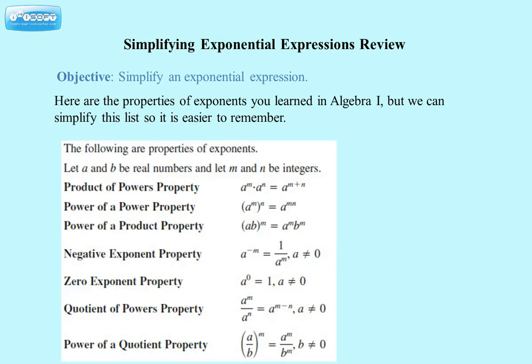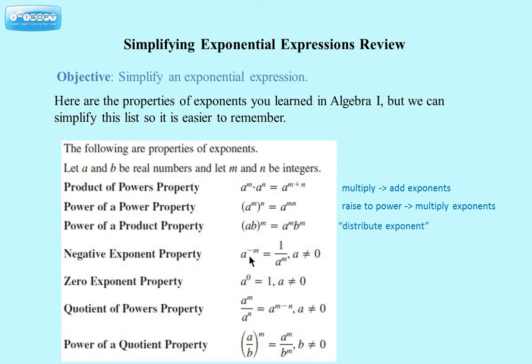We're going to look at this list, but simplify it somewhat so there's less to remember and make it easier for us to use. The first property you're probably quite familiar with. If you have the same term with different exponents and you multiply the terms, you add exponents. In the next property, the power property, if you raise an exponential term to a power, we multiply the exponents. Here we have a parenthesis raised to the power m. Here you distribute the exponent.